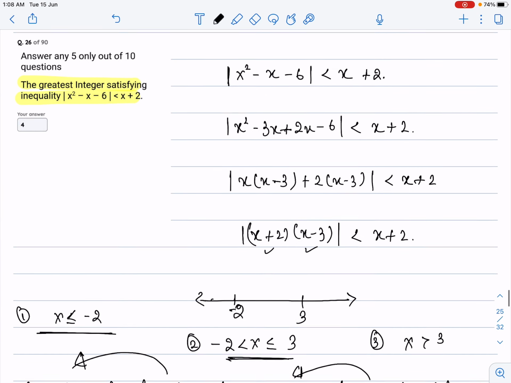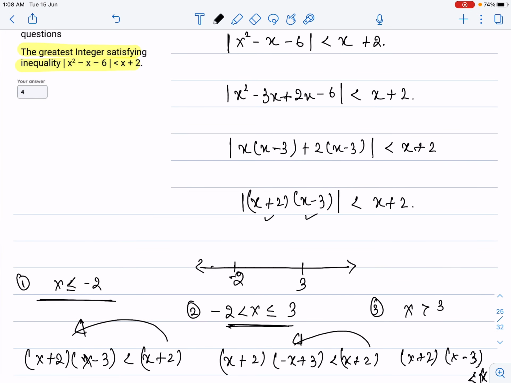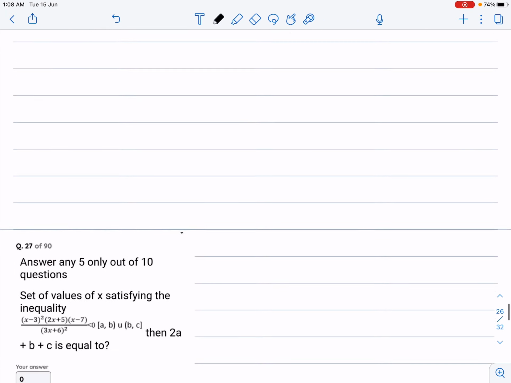You might be wondering, sir, can you show it to us by writing it over here? So 3 square is 9, minus 3 minus 6, that is 0. Okay, that will be less than 3 plus 2, that is 5. Hope you guys would have got my point. So whosoever has marked option 4 over here is wrong. Option 3 is the answer for this question. Let's move ahead to the next question.